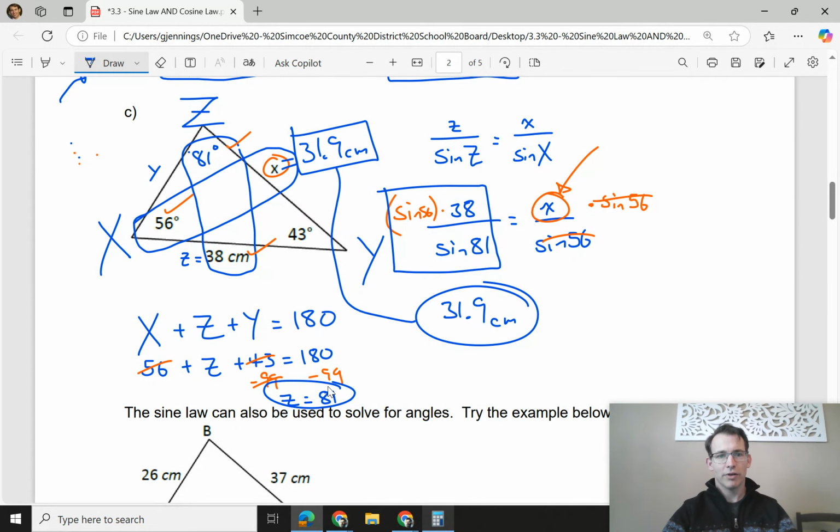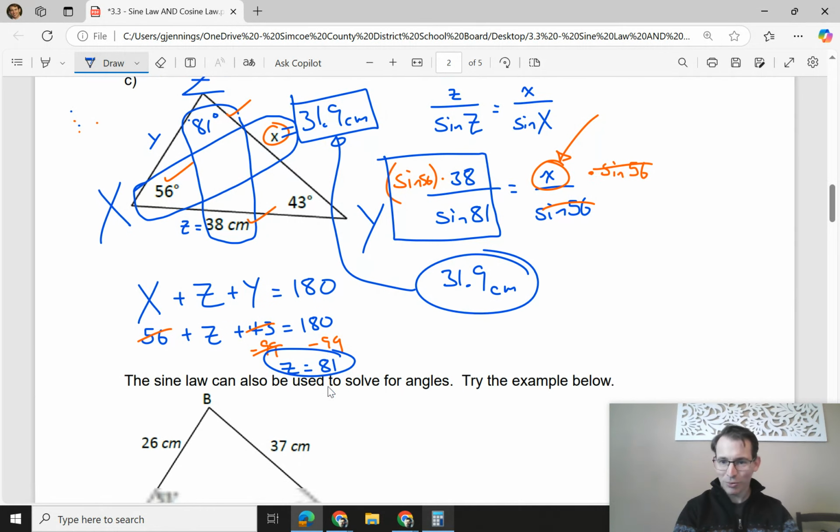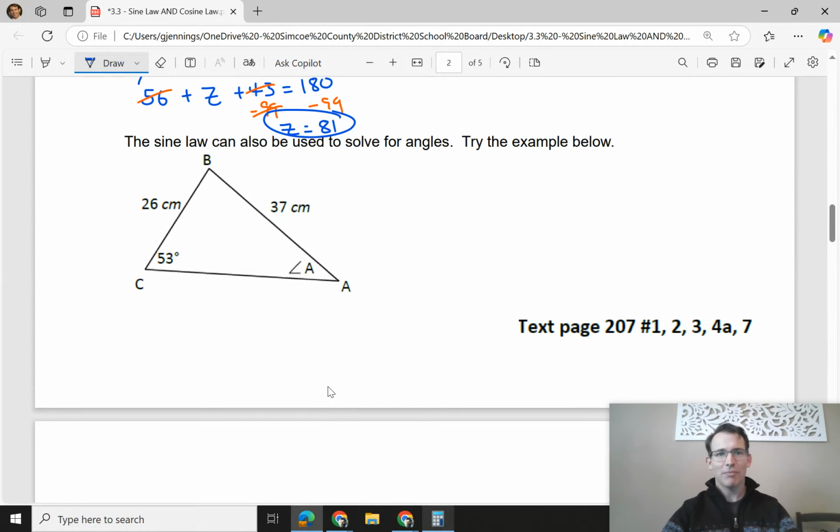Once we solve it, you just put it on your diagram. Call attention to that. Cool. So that's how sine law works. Let's do this one here where we're solving for angles. We would really like angle A. So we set it up this way now.